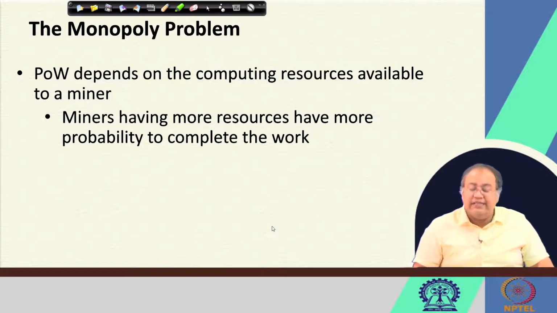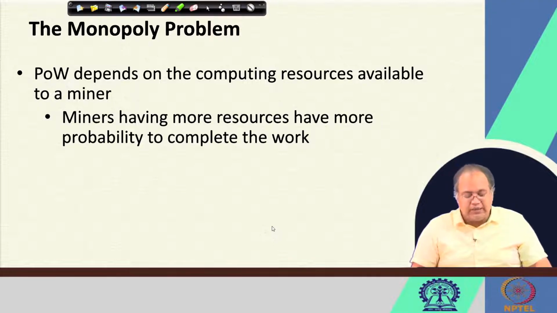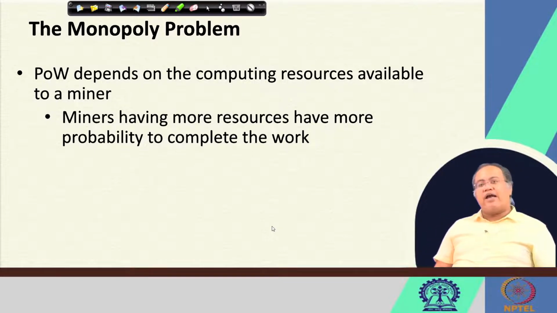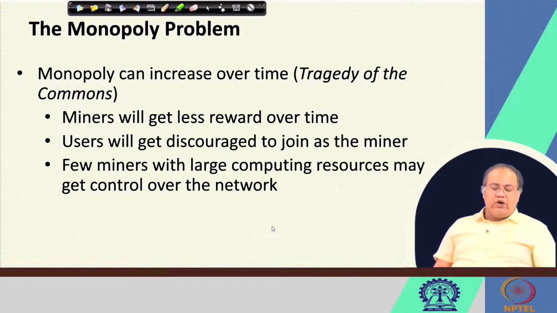So, the monopoly problem says that proof of work depends on the computation resources available to the miners. So, the miners having more resources have more probability to complete the work. Well, and that actually raises the kind of monopoly problem which is there. What might happen is that a miner does not have a sufficient amount of computing power, or the miner is in a slow network, then it is very difficult for those miners to propose a new block. Well, and such kind of monopoly can increase over time.